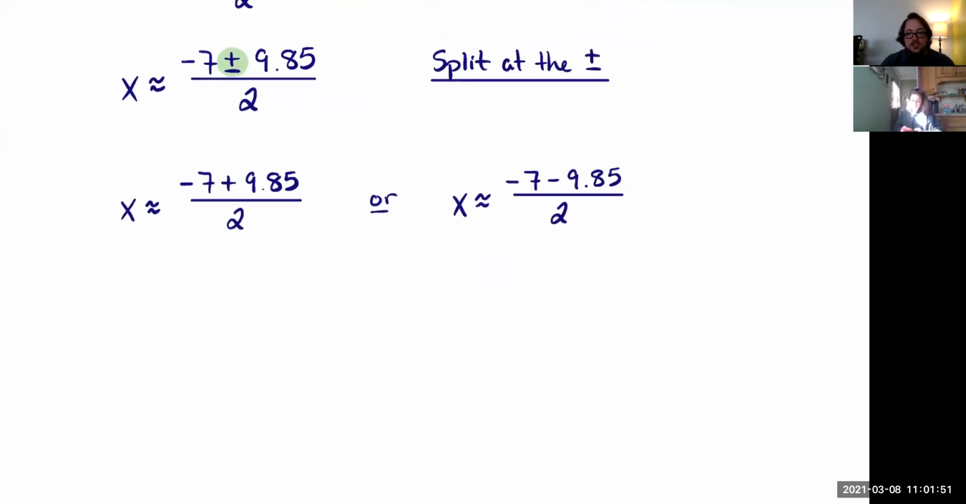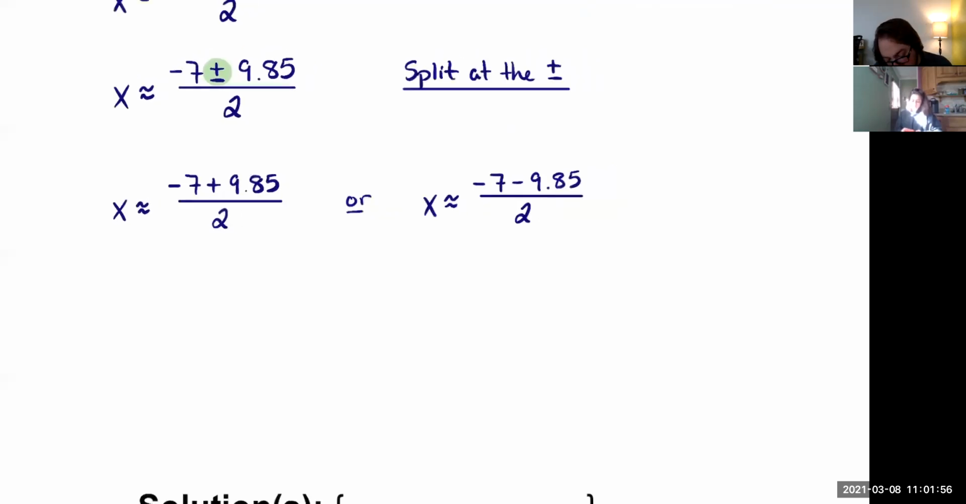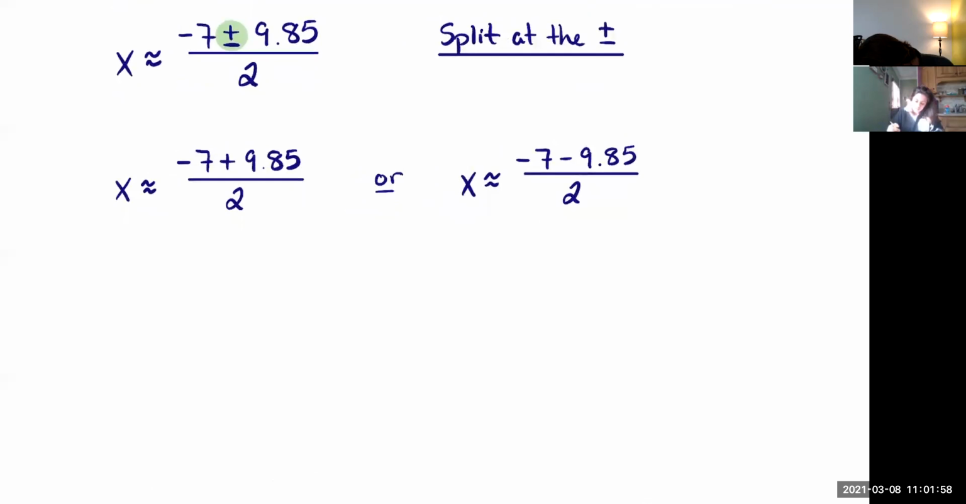Once they're split, you solve each of them individually in their entirety, all the way down till you get a final clean solution. So I'm going to start here on the left. -7 plus 9.85, I believe, is 2.85. Hopefully someone is checking me as we go. And if you divide that by 2, what do you get? 1.43. Okay.